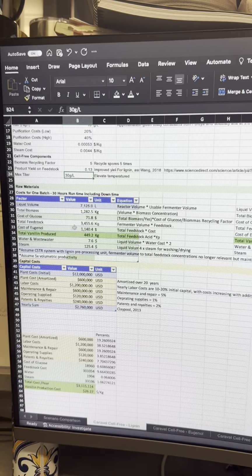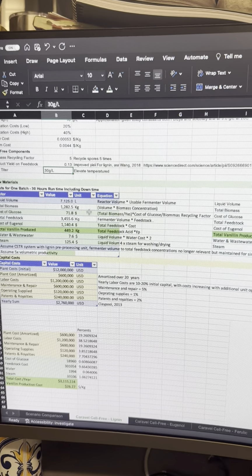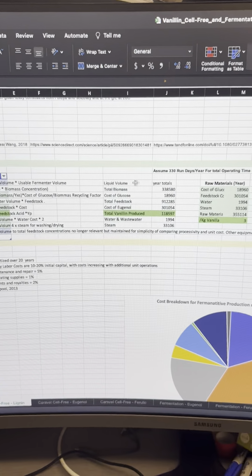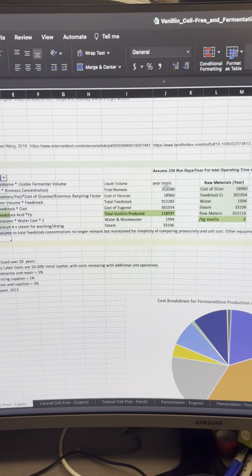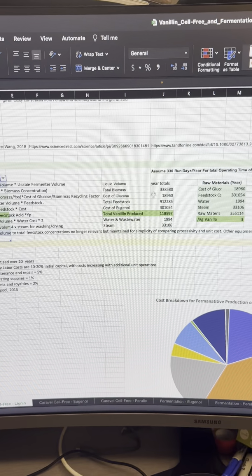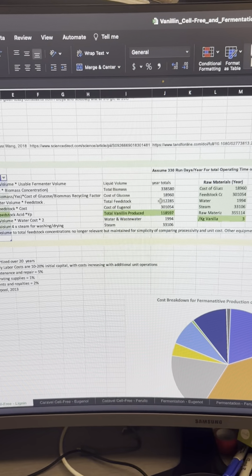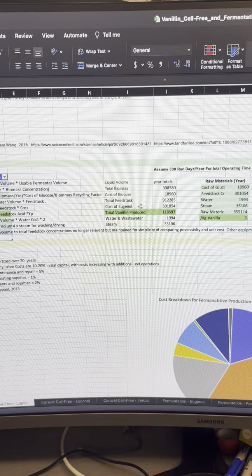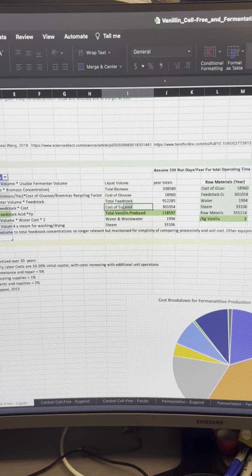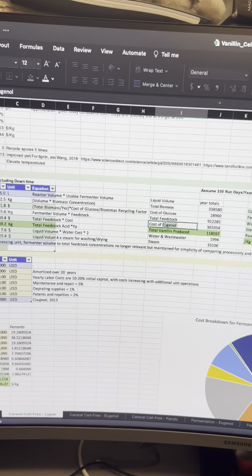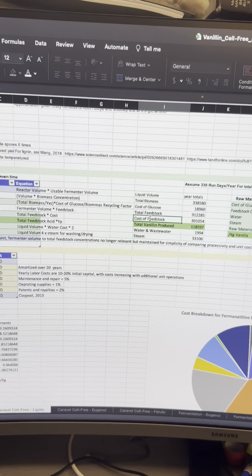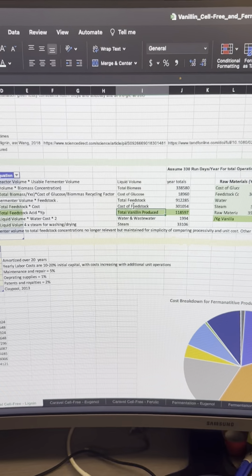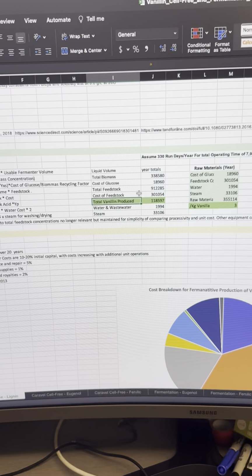From there, all these numbers just come in and play down here, just like they did in fermentation, and they come across here. I get yearly totals for the whole year. So total cost for glucose for the year, total cost of feedstock for the year. This should say feedstock, not eugenol. I did my first draft with eugenol and then changed everything to just say feedstock as I put in the other numbers.